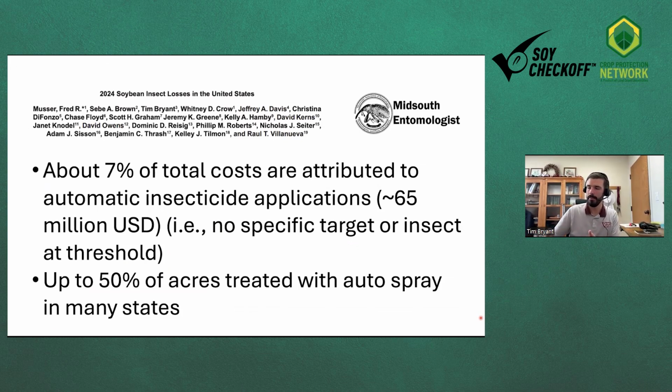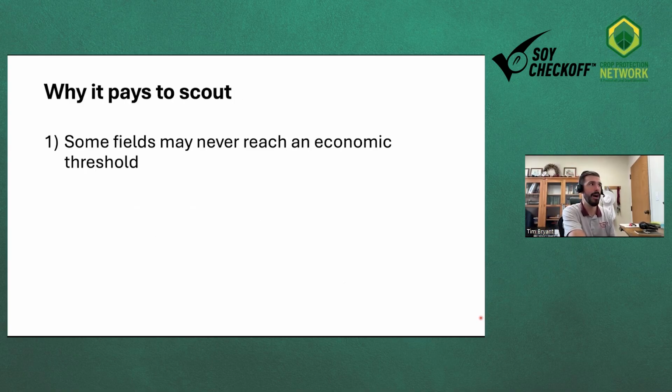And because I'm doing that, I'm just going to throw an insecticide in there and I'll get whatever's out there. When you look at individual states from this soybean insect loss report, some of them up to 50% of the soybean acres are treated with this kind of auto spray. More often than not, it's going to be a pyrethroid. These are broad spectrum insecticides. Usually they are anywhere from maybe $2 to $6 an acre. So really cheap, and a lot of growers view it as kind of cheap insurance. And when they're going across the field anyway, they're going to throw it in there. There's a few reasons why that doesn't pay off.